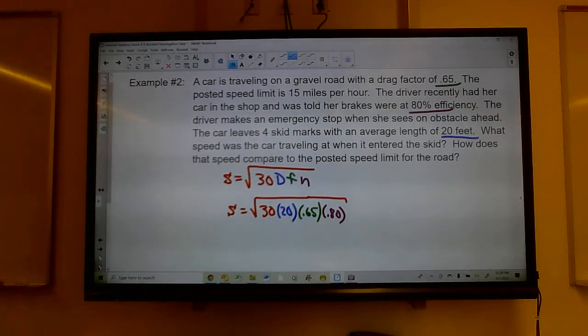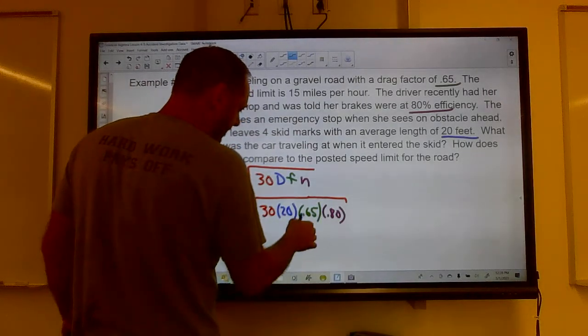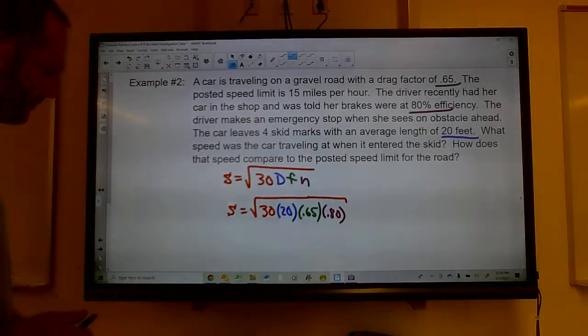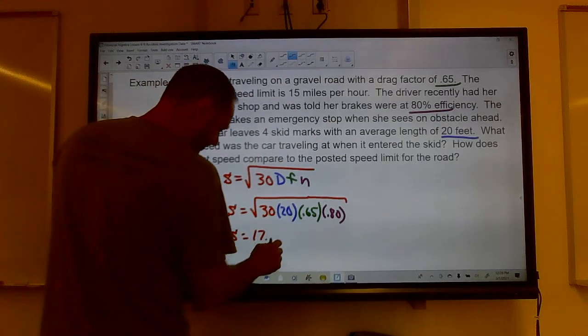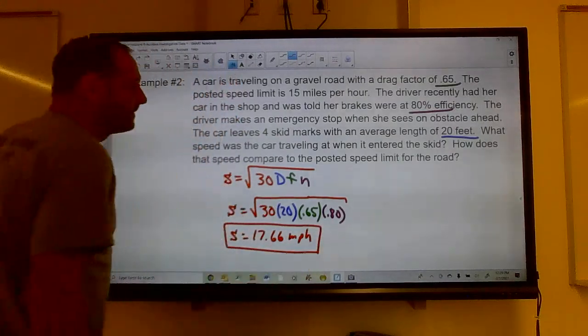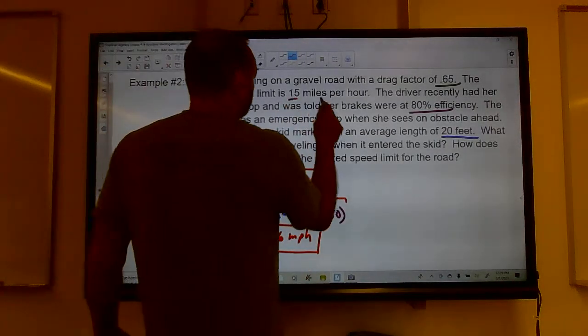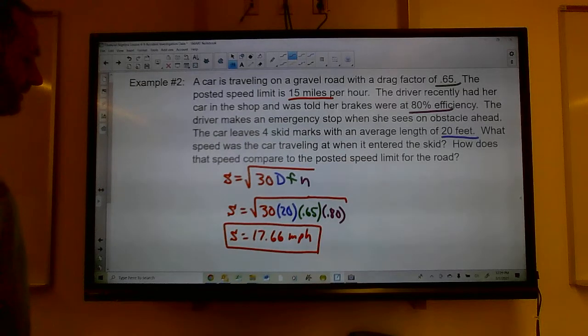So we're going to take the square root of 30 times 20 times 0.65 times 0.8. Now, depending on what kind of calculator you have, you need to make sure that all of this is under the square root, or that you calculate this number under here before you take the square root. Okay, so her speed came out to be a minimum of 17.66 miles per hour. All right, it was a 15-mile-an-hour speed limit. Would she get a ticket for going 3 miles an hour over the speed limit? I don't know. Probably not. Depends on what happens in the accident, maybe.